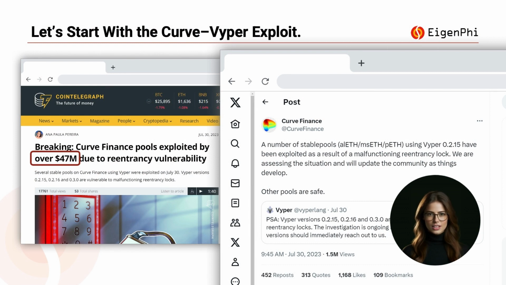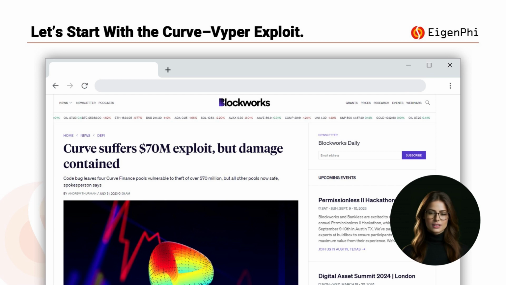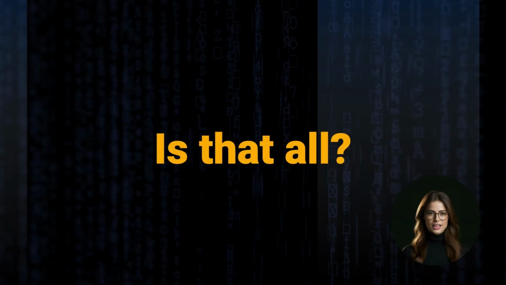Many of you might have already heard about this attack, haven't you? Over 2 months ago, a vulnerability in Vyper led to several liquidity pools on Curve getting exploited. And reports indicate that the attack affected over $70 million in assets. However, my intention is not to discuss the risks of DeFi or protocol vulnerabilities. Beyond the exploit, could there have been more to this attack?